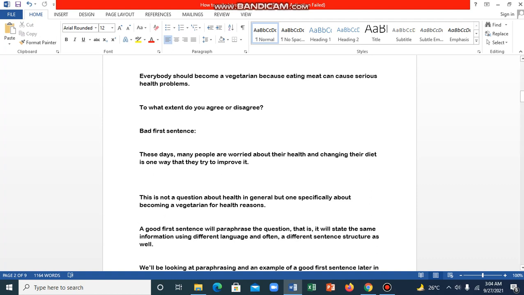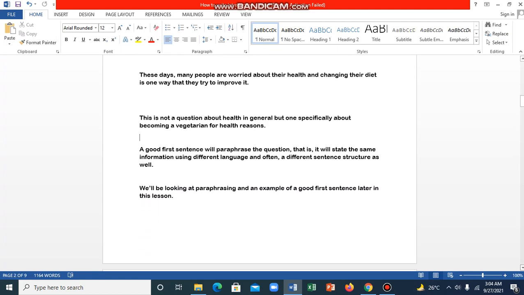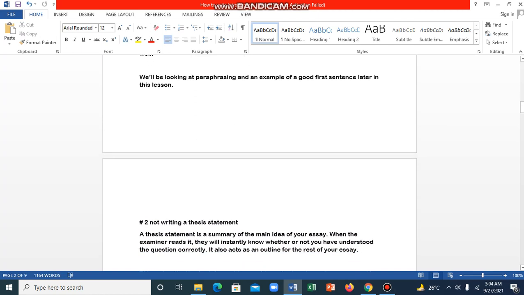So a good first sentence will paraphrase the question, that is, it will state the same information using different language and often a different sentence structure as well. Paraphrasing के ऊपर जो वीडियो है वो भी देख लें कि आपने paraphrasing कैसी करनी है. Now we'll be looking at paraphrasing, an example of a good first sentence in this lesson.